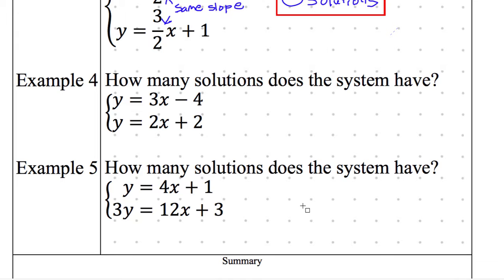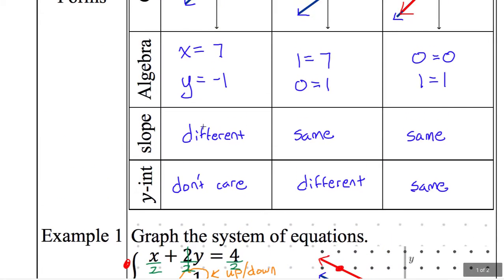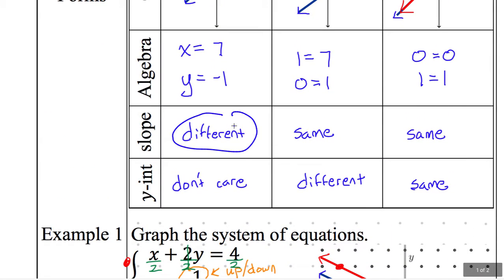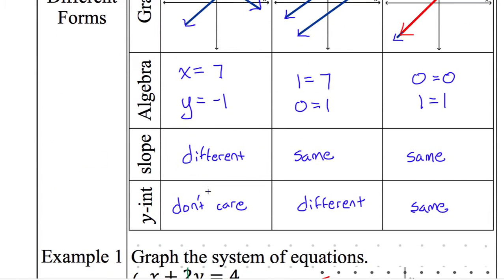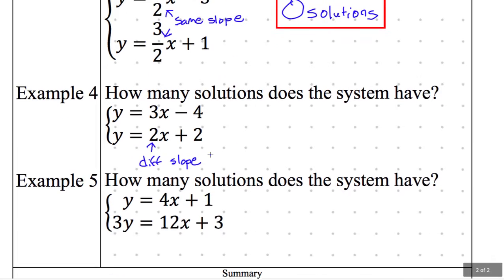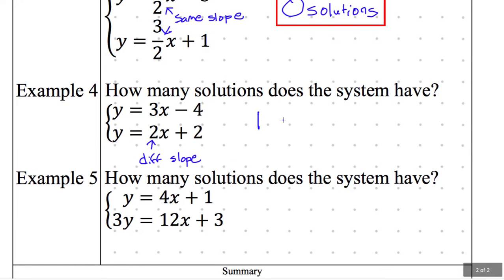Julian, yeah, go for it. No solutions? Why'd you say no solutions? A one solution? Oh, why'd you say one solution? Yeah, slope is different. These numbers right here were different. So right here, different slope. And because they have a different slope, we know in the table the only one that has a different slope is this column. This column says one solution. We don't even care about the y-intercept. It's different slope. So it's one solution.